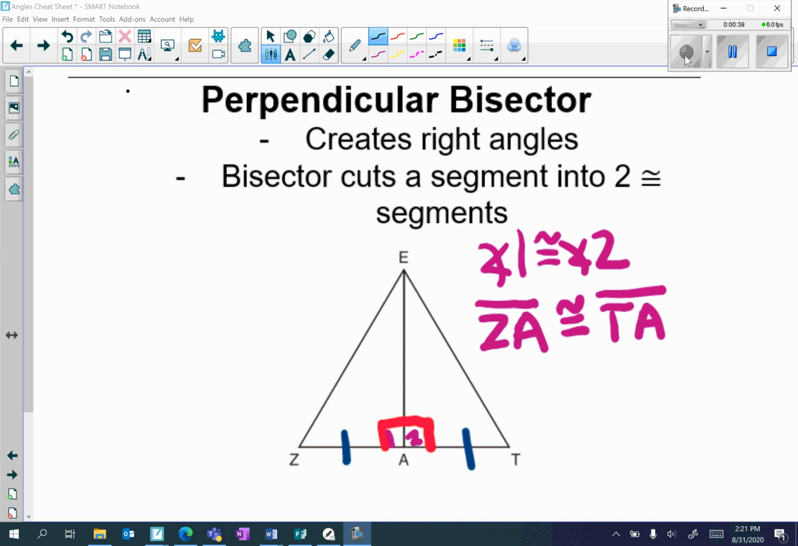Next, we have perpendicular bisector. The definition of a perpendicular bisector is that it creates right angles, 90-degree angles, and a bisector cuts a segment into two congruent segments. So for example, we have a perpendicular bisector in this diagram, EA, and it's cutting ZT into two congruent parts, ZA congruent to TA. And it also is creating 90-degree angles, and we labeled them 1 and 2. So angle 1 is congruent to angle 2 because they're both 90-degree angles. Remember, the word perpendicular means that there are 90-degree angles, and bisector means that they create two congruent parts.